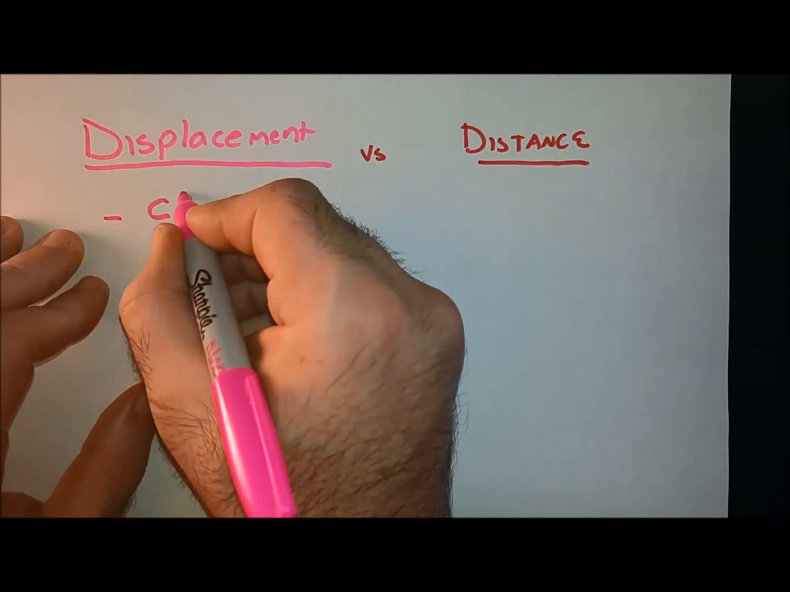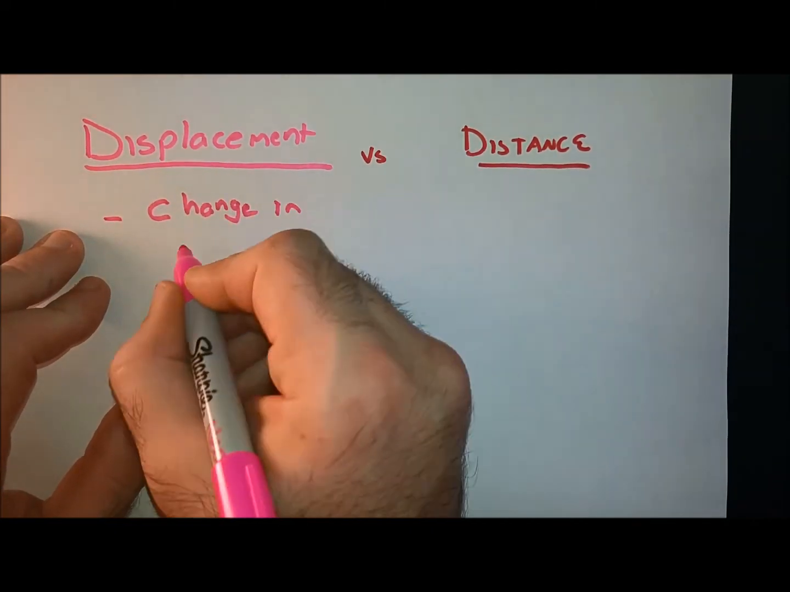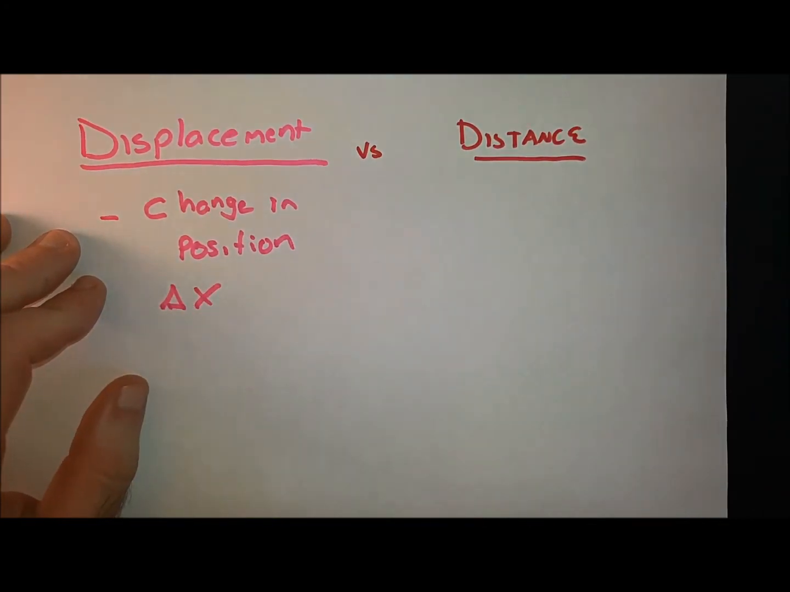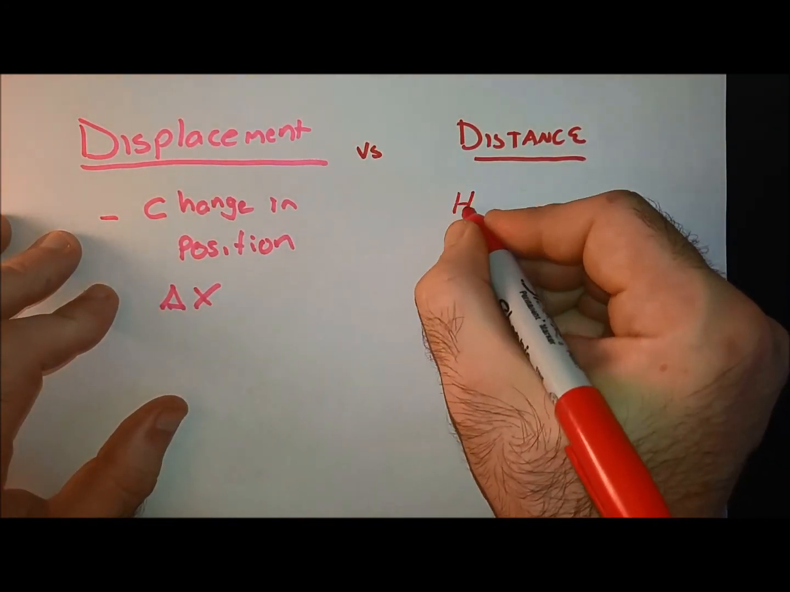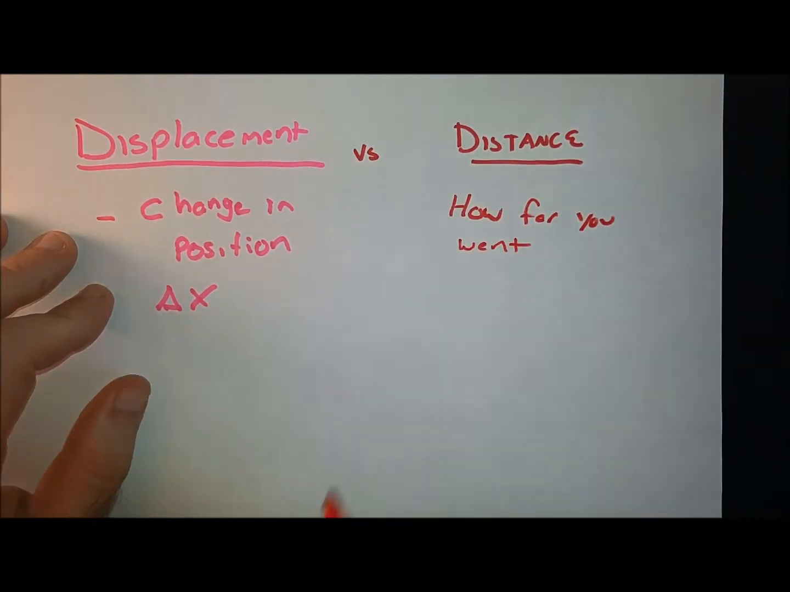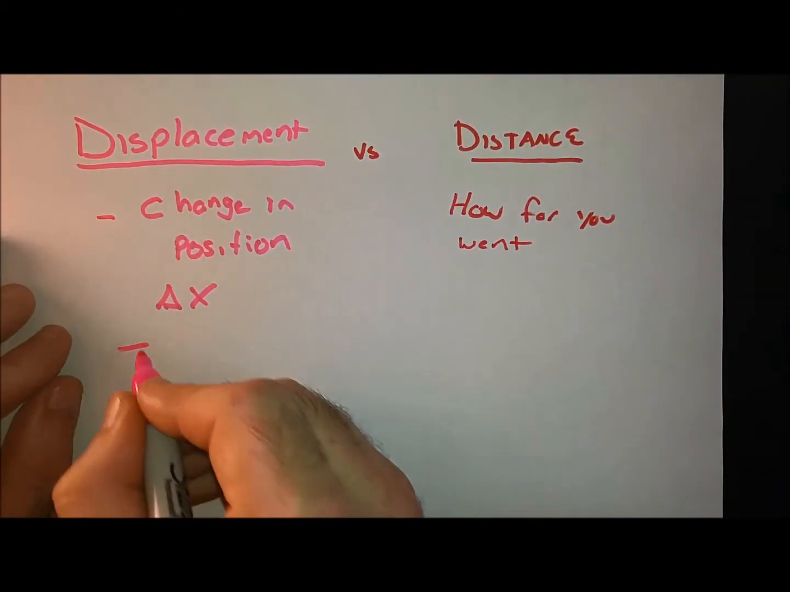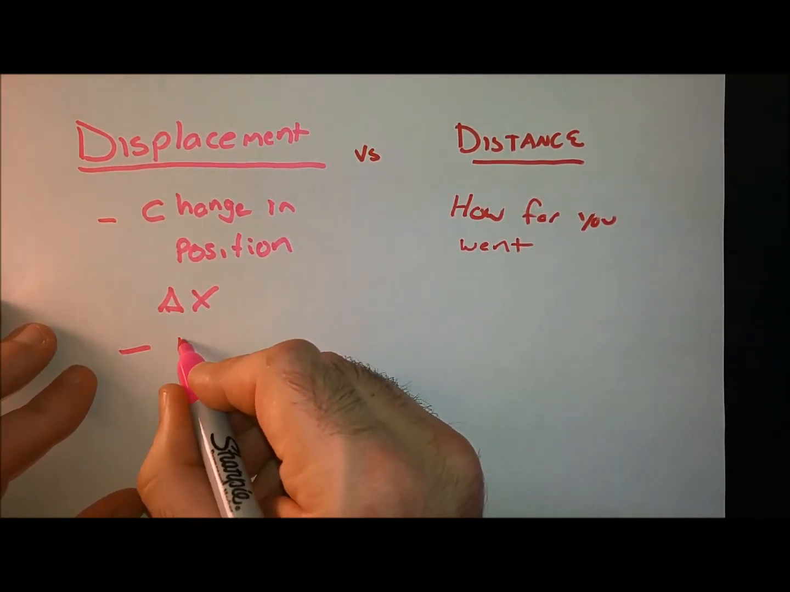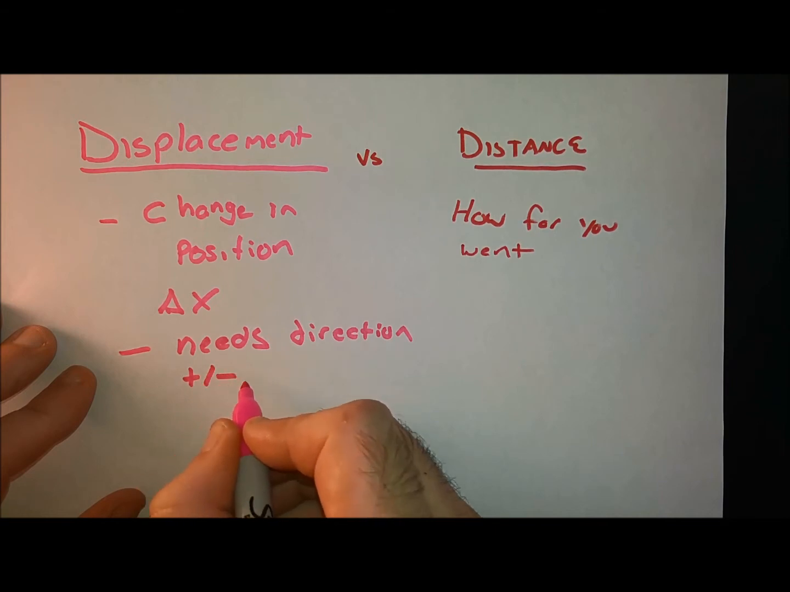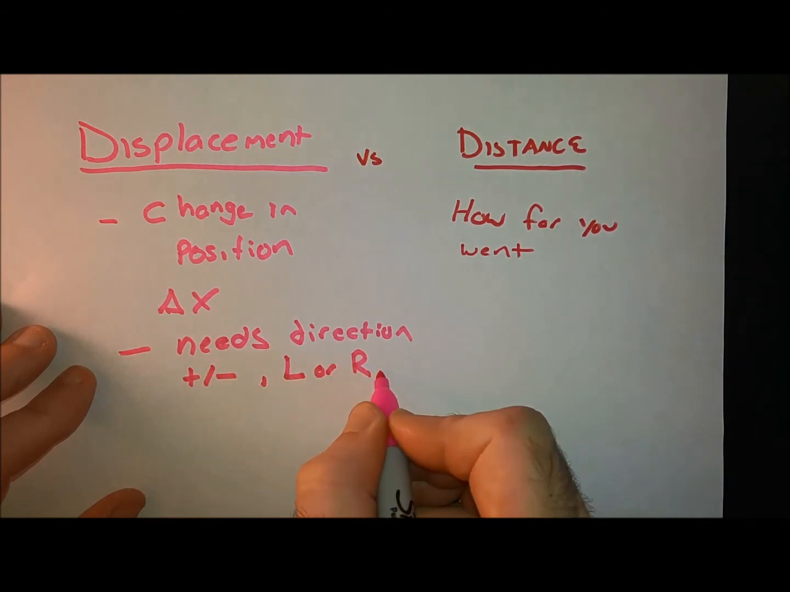So to summarize, displacement is the change in position, delta x for our symbol. Distance, however, is just simply how far you actually went. Displacement always needs a direction as well. In the previous 2 cases, we've used positive or negative. The first case was +1. The other case was -2. We could also use the phrase left or right.